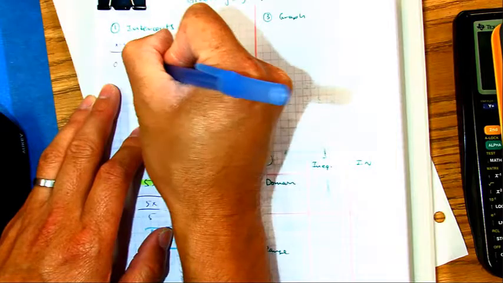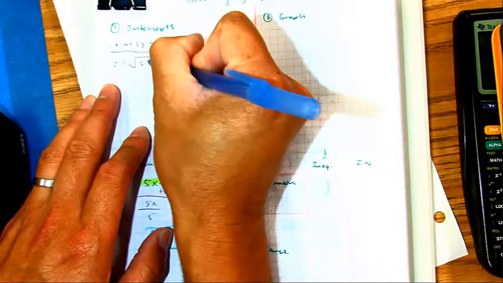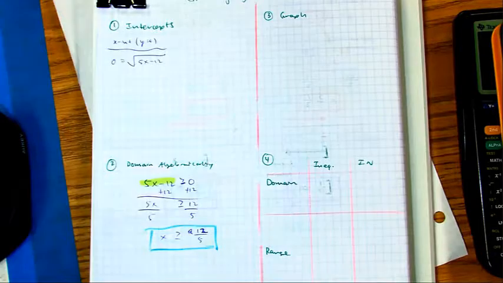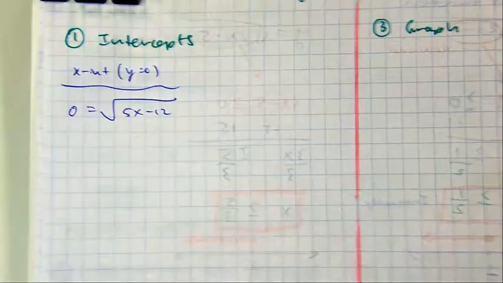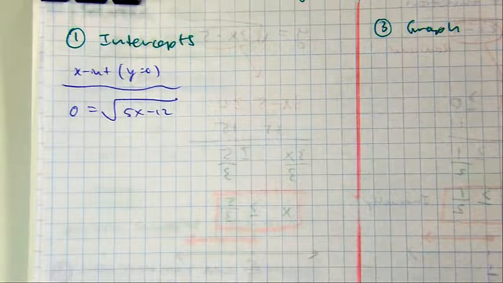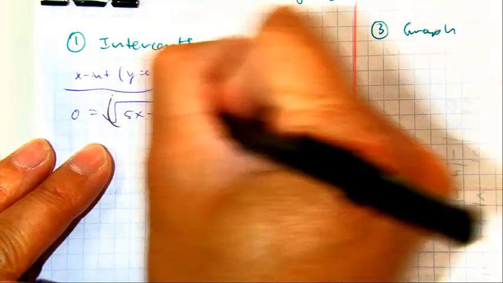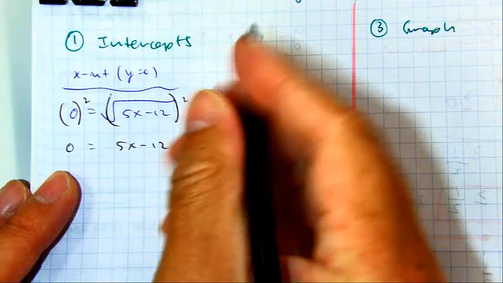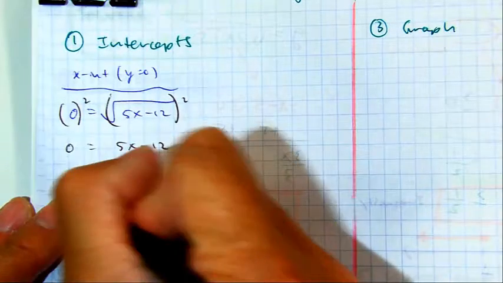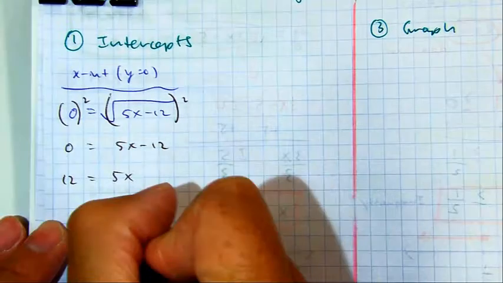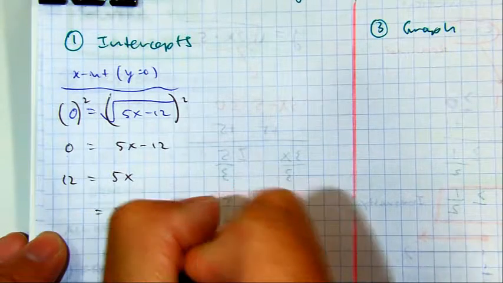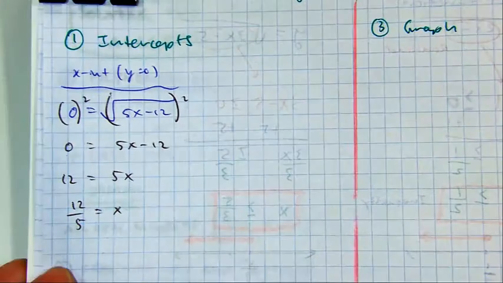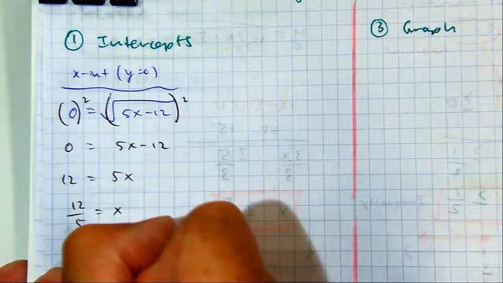0 is equal to the square root of 5x minus 12. That's how you get rid of the square root. Both sides, we're going to take the power of 2. So now I'm left with 0 equals 5x minus 12. Add 12 to both sides, you get 12 equals 5x. And divide by 5 on both sides, x is equal to 12 fifths. So my ordered pair there would be 12 fifths, 0.